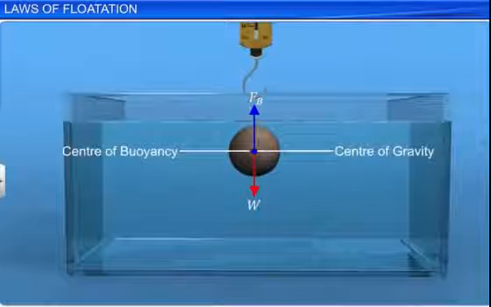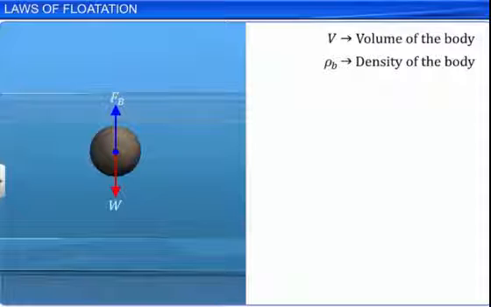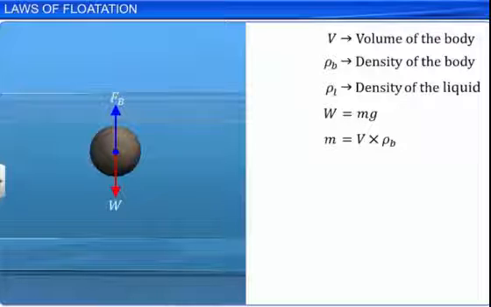Whether the body immersed in a liquid sinks or floats depends on the magnitudes of the two forces acting on it. Now, consider a body of volume V and density ρb completely immersed in a liquid of density ρl. We know that the weight of the body is equal to mass of the body into acceleration due to gravity g. We also know that the mass of the body is equal to volume of the body V into its density ρb. Hence, the weight of the body W is equal to V into ρb into g.